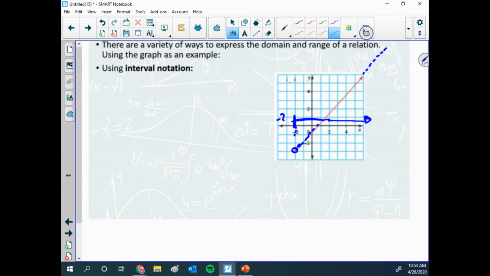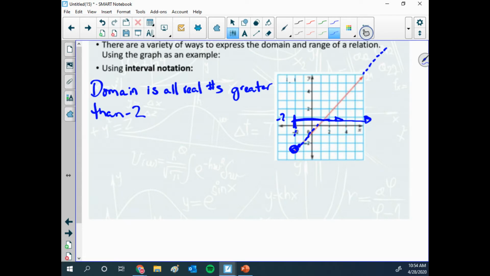I need to express that in words. So the domain, because this is continuous, we always start with the domain is all real numbers, and I'm going to say greater than. I cannot equal -2 because that's an open dot. So the domain is all real numbers greater than -2. Once I understand that in words, I can then put that into interval notation.